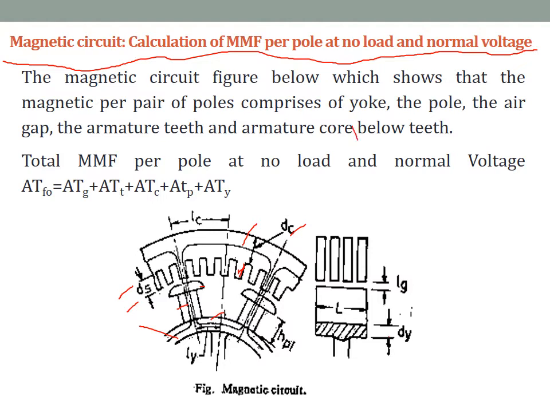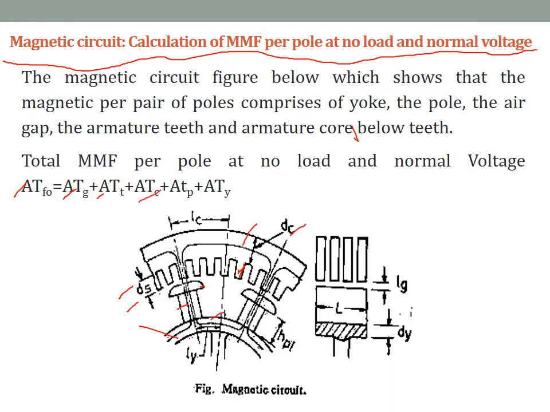Okay, shown below here. So now it means that the flux passes through the pole body, pole shoes, air gap, stator teeth, stator core and rotor core. So now the total MMF per pole at no load and normal voltage is equal to AT_F0, which is equal to AT_g, the ampere turns required to push the flux through the air gap, and to push the flux through the rotor teeth. This is the teeth of the stator.